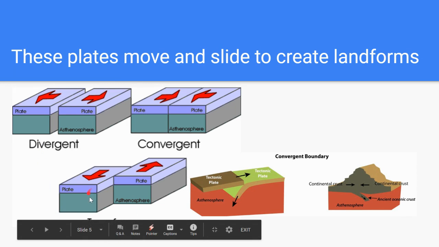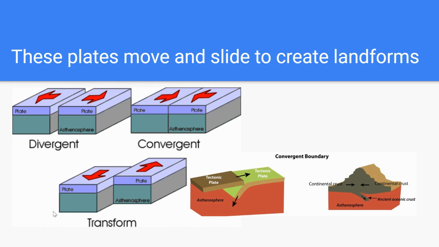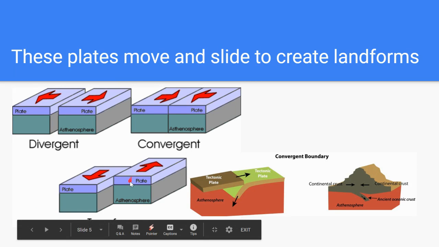We also have transform fault lines, where they kind of slip across one another. So one goes one way and one goes the other way. I'm making hand motions. You can't see them. I will try to use my camera in the future. So these plates are going away from each other this way.